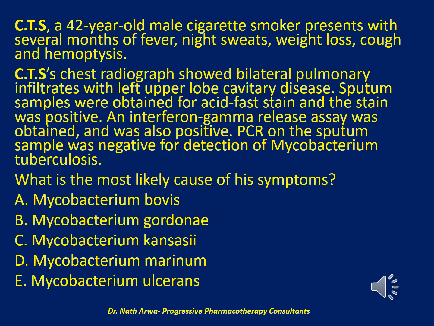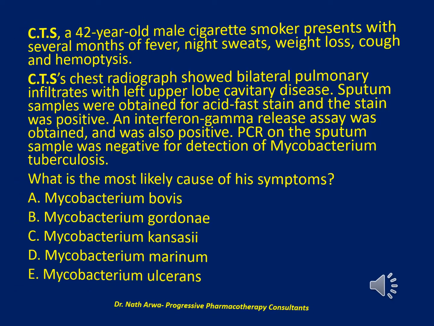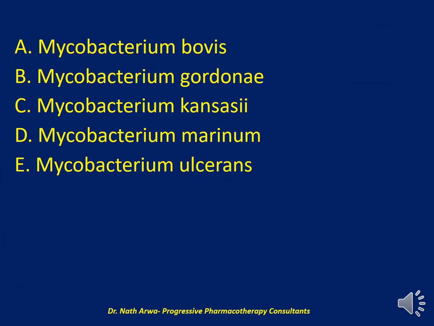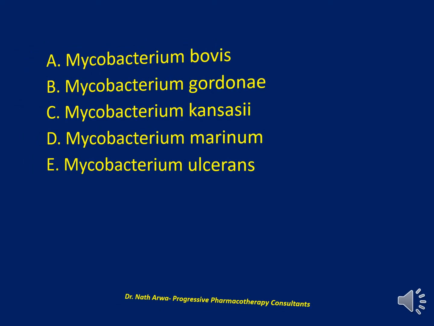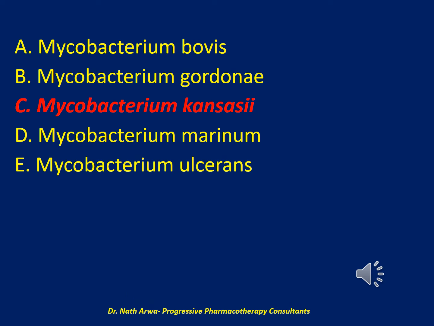Is it A, Mycobacterium bovis, B, Mycobacterium gordonae, or C, Mycobacterium kansasii, or D, Mycobacterium marinum? Or is it E, Mycobacterium ulcerans? I will give you 10 seconds to choose the correct answer to this question from the listed options. And the correct answer is C, Mycobacterium kansasii.